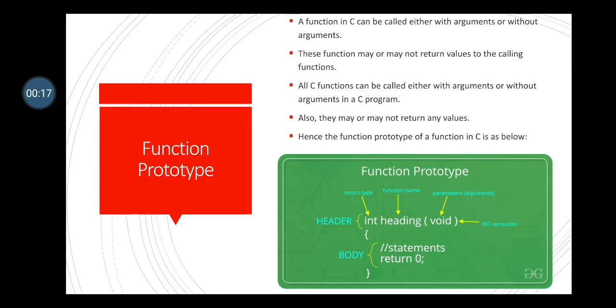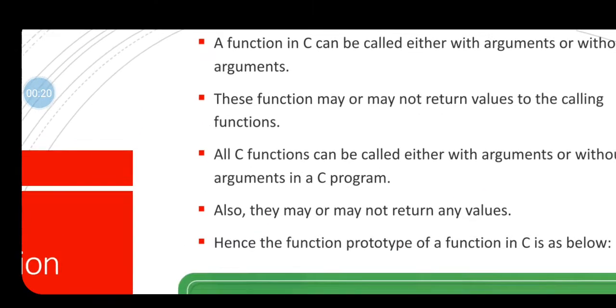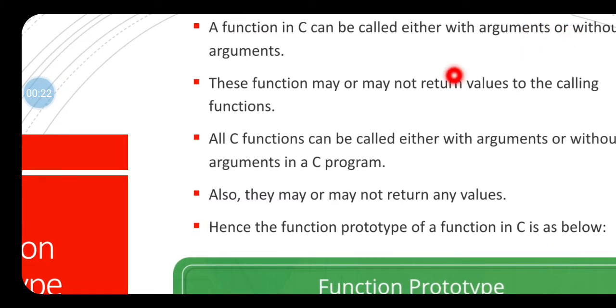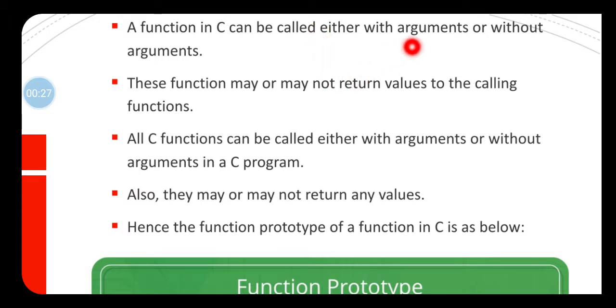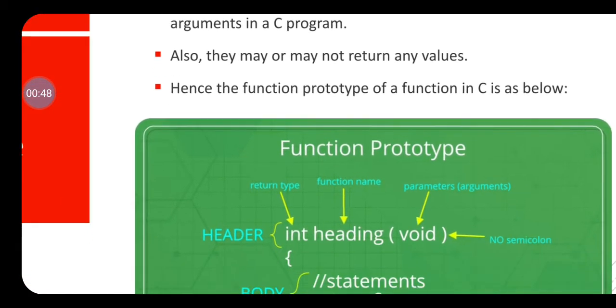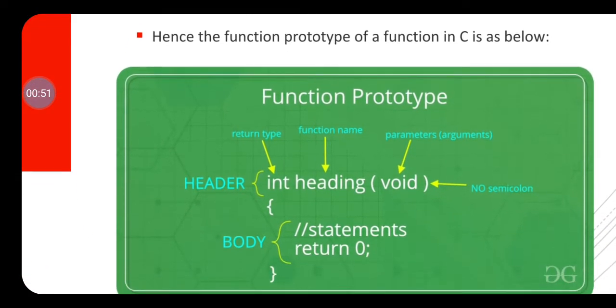A function in C can be either with arguments or without arguments. These functions may or may not return values to the calling function. All C functions can be called either with arguments or without arguments in a C program. Also, they may or may not return any values. Hence, the function prototype of a function in C is as below.